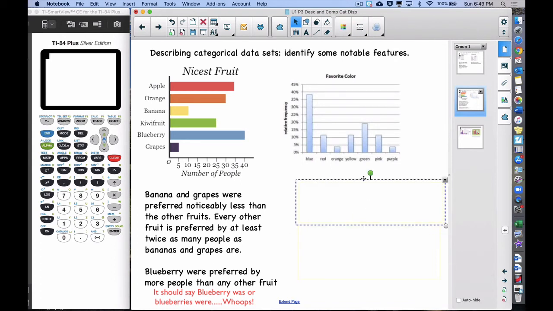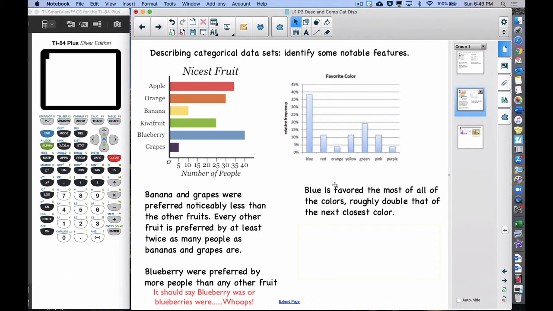In this favorite color one on the right, blue is favored the most of all of the colors, and it's roughly double that of the next closest color. So again, it's a little bit stronger to not just say blue is the most, but blue looks like it's somewhere around 38%. Green, which is the next highest, is around 19. So that's exactly double, in fact. It's stronger to point out that it's roughly double that of the next color.